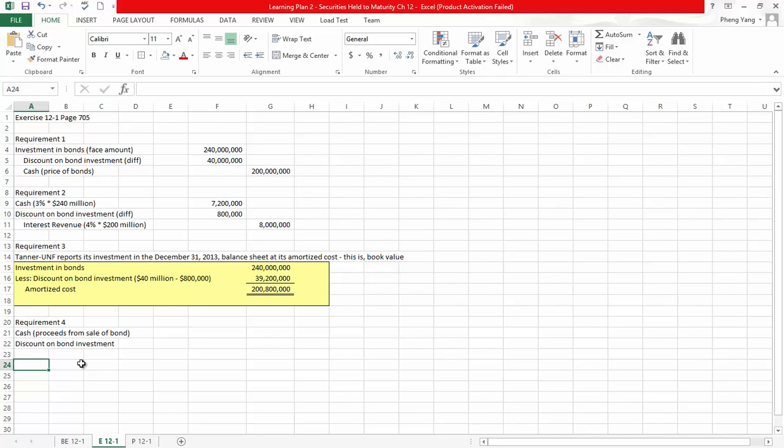And I will go ahead here, and we have to take the investment in bonds, the face amount, off the books. Because if we're selling something, we have to take that off the books, no longer needed in our balance sheet. So we bought the bonds for $240 million. We know that. So we're going to take that off the books here by crediting it. We know that we are selling the bonds for $190 million. So we're going to put that up here. And the discount on the bond investment, we already calculated here.